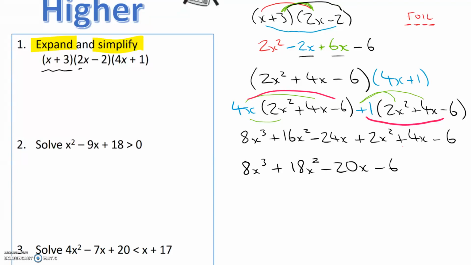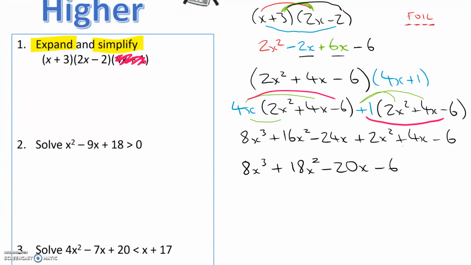Expand and simplify x plus 3, 2x minus 2, 4x plus 1 gives us 8x cubed plus 18x squared minus 20x minus 6. That's our answer. Now some of you might be thinking, well, at the start we pretended that one of those brackets wasn't there. We just ignored that one. Okay, we expanded the first two brackets, then we added the third one in at the end.